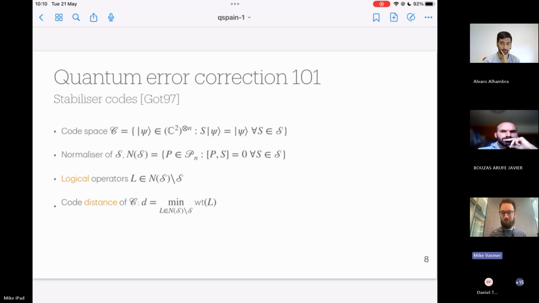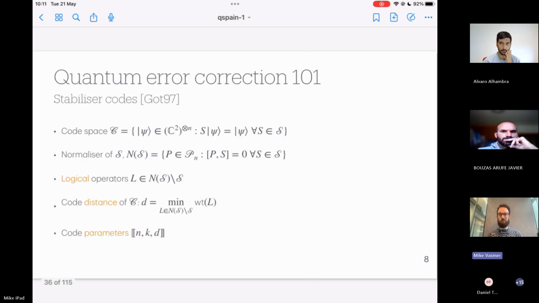Because if you think about the environment, some kind of daemon doing errors in your system, then it has to do at least d errors to change one code state into another. So this is a way of quantifying how well your code protects you against errors.